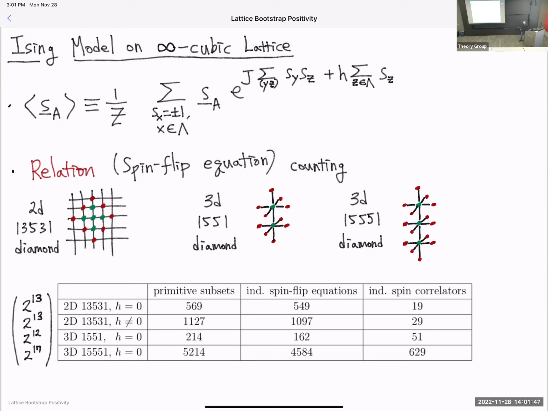So the upshot is that naively there may seem to be a lot of independent spin correlators, but after using spin flip equations, there are only a handful of them remaining. And let me make the point that even though I'm considering here some finite domain, the result we are getting here is strictly rigorous for the infinite lattice. I didn't take any assumption about the finiteness of the lattice or anything like that. Okay. Any question?